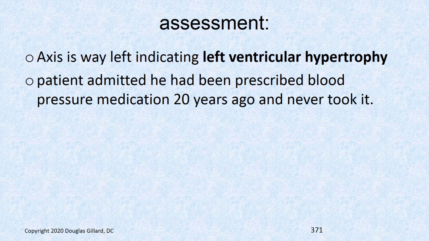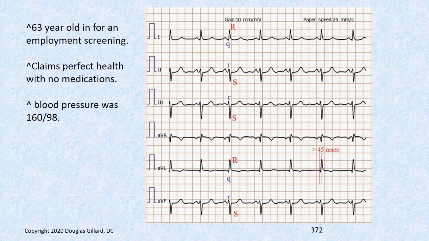Assessment: axis is way left, so left ventricular hypertrophy. The patient later admitted that, yeah, they were prescribed medication and they never took it. Another one. I think I'm doing too many of these, but we'll go fast now.